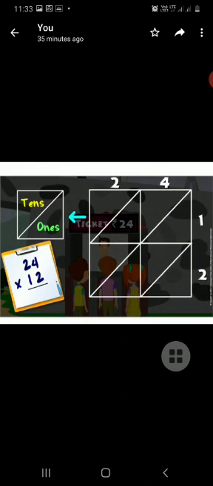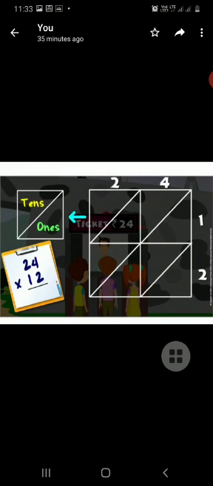Let us begin: one number on top and another number on the side, as shown in the picture. Now look at the square. Write the tens part of the number and the ones part of the number as shown.